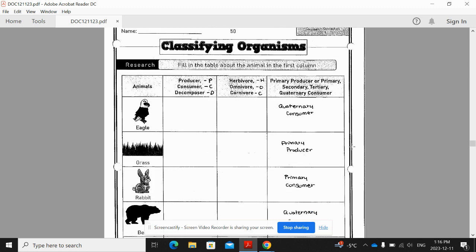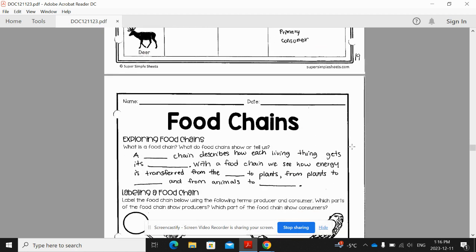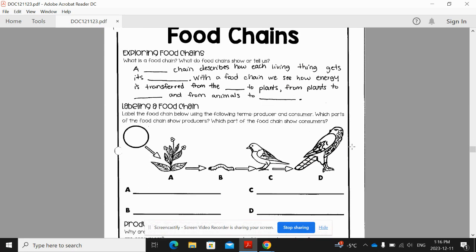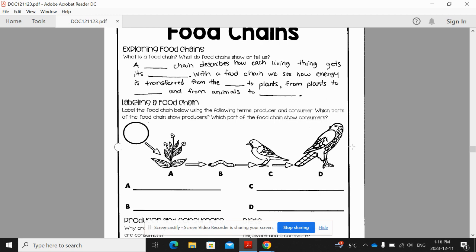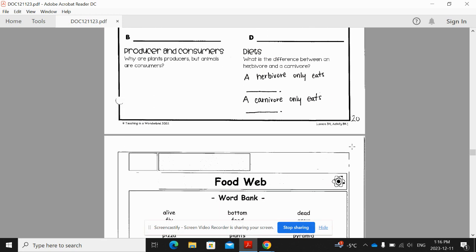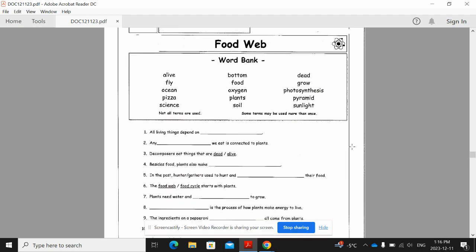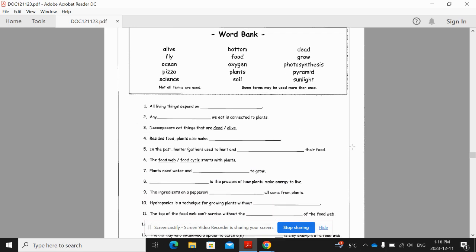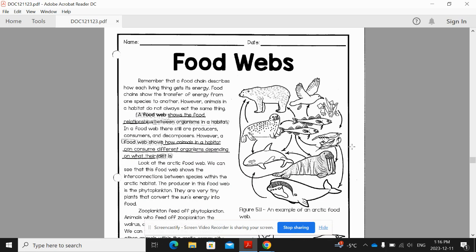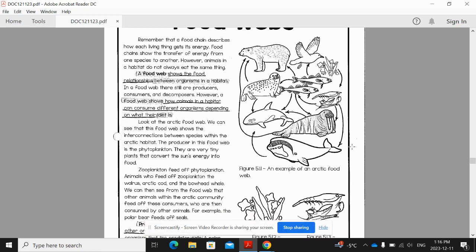So this is an activity that we will be doing together. And this is another one that we'll be doing together. You'll be watching Bill Nye the Science Guy Food Web, and then we're going to fill this out as a class. Food webs.